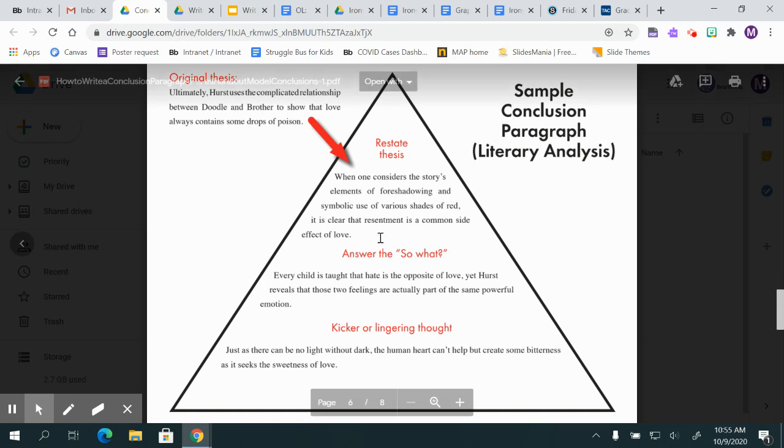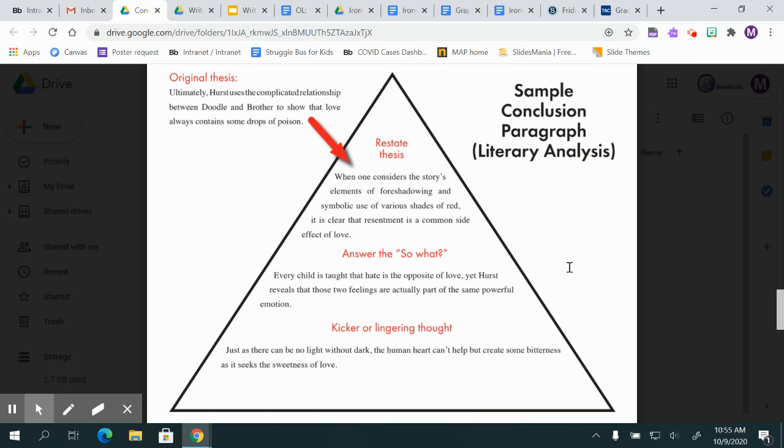Okay. Then we answer the so what. Every child is taught that hate is the opposite of love. Yet Hurst reveals that those two feelings are actually part of the same powerful emotion. Okay. What's the bigger purpose in writing? To show that Hurst reveals this, that these two feelings help connect to the powerful emotion.